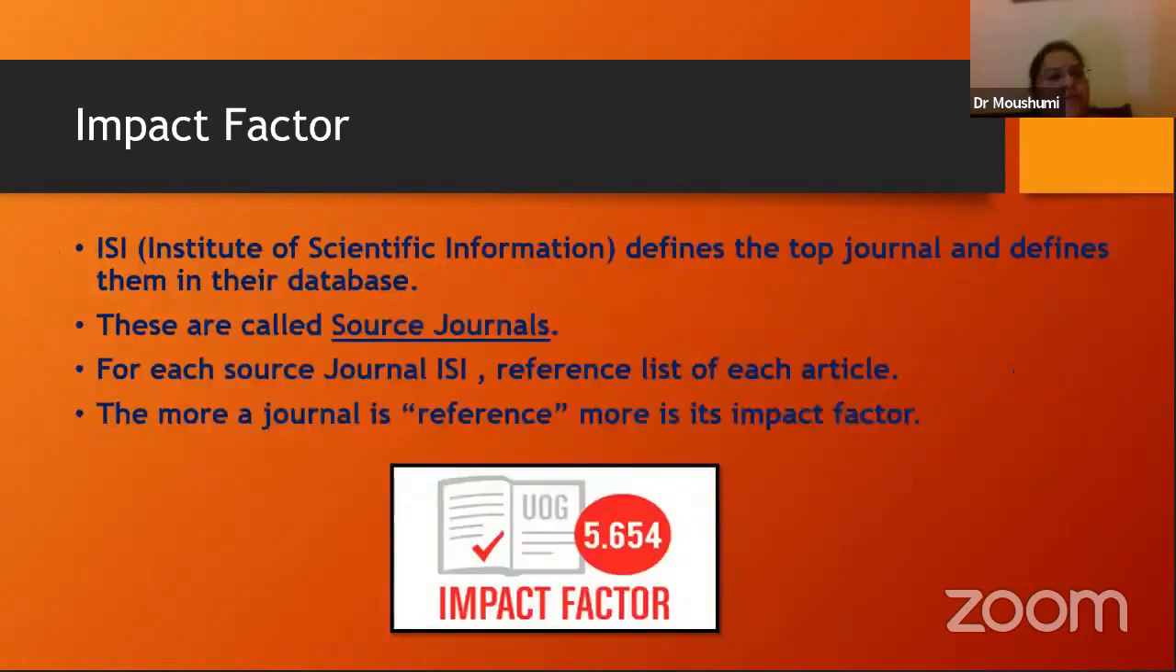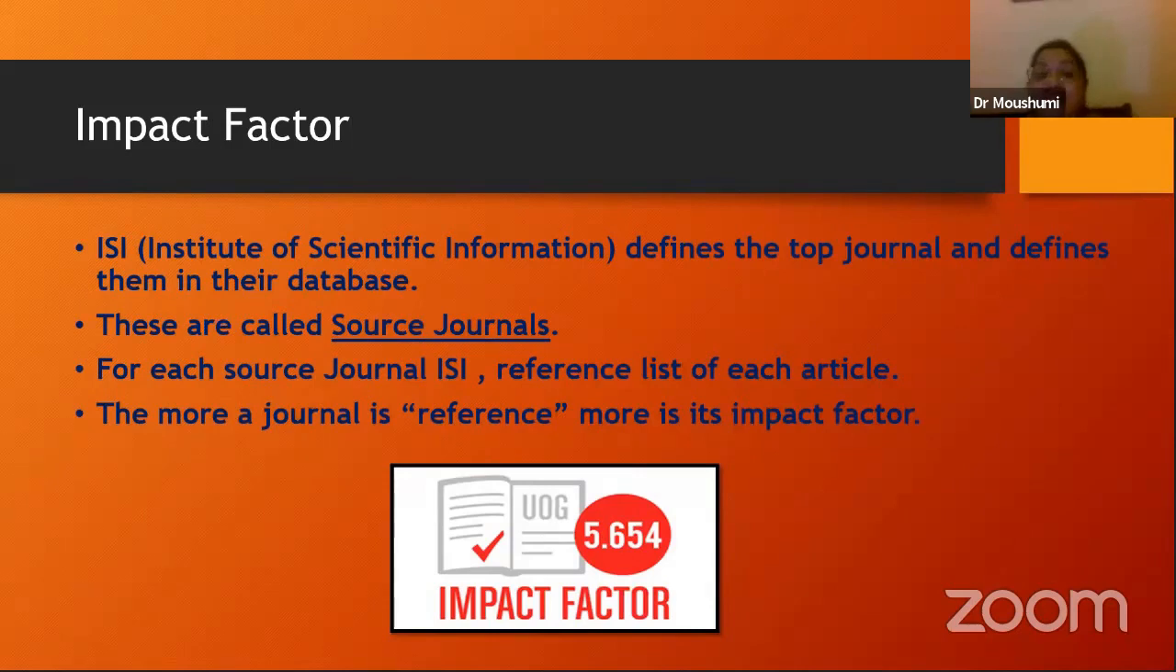Now, every one of us knows about the Institute of Science Information. The Institute of Science Information has top journals in its databases. These journals are known as source journals. For each source journal, there are references. Every article has a reference list. The more the journal is referenced by others, the higher the impact factor will be.